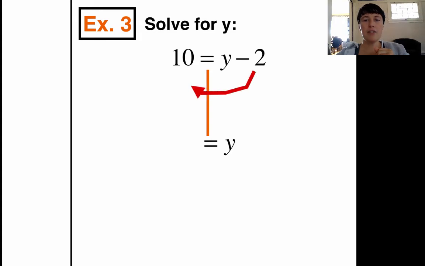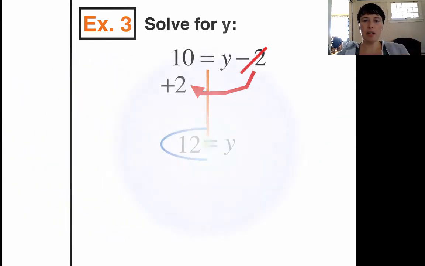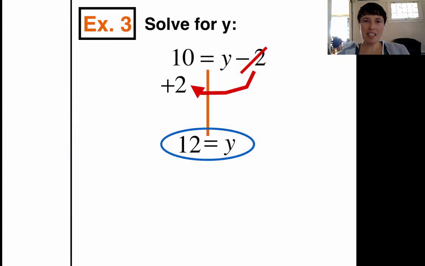So I'm going to take negative 2 and flip it over. It's going to turn into a positive 2. That gets rid of the negative 2. It's gone, and the y is all by itself. Now we've got 10 plus 2 more, which is 12. There's our solution. y is equal to 12. See how nice and easy that is?